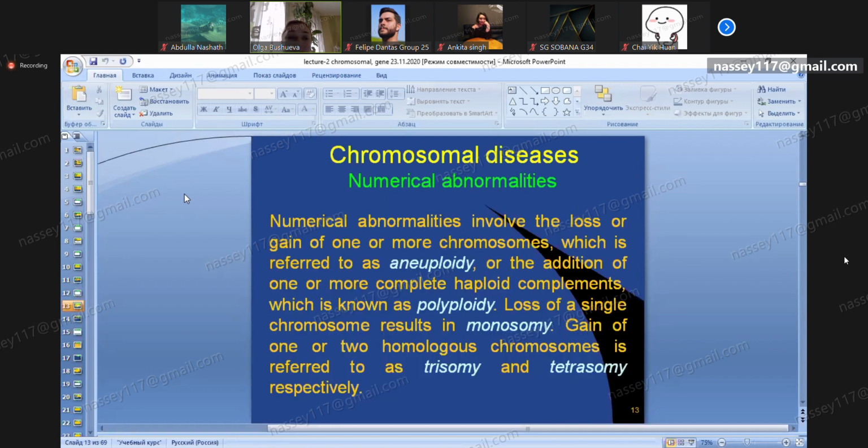Numerical abnormalities of chromosomes involve the loss or gain of one or more chromosomes, which is referred to as aneuploidy, or the addition of one or more complete haploid complements, which is known as polyploidy. Loss of a single chromosome results in monosomy. Gain of one or two homologous chromosomes is referred to as trisomy and tetrasomy, respectively.